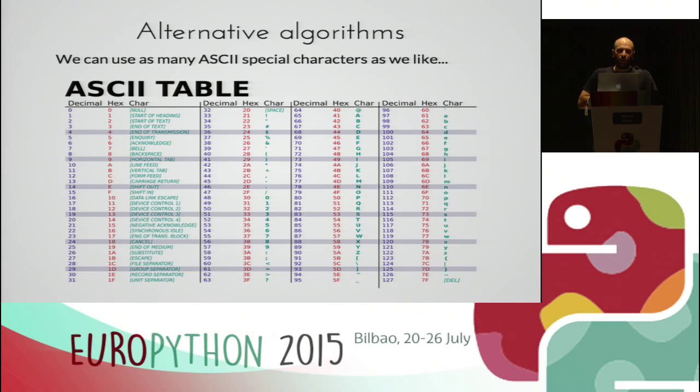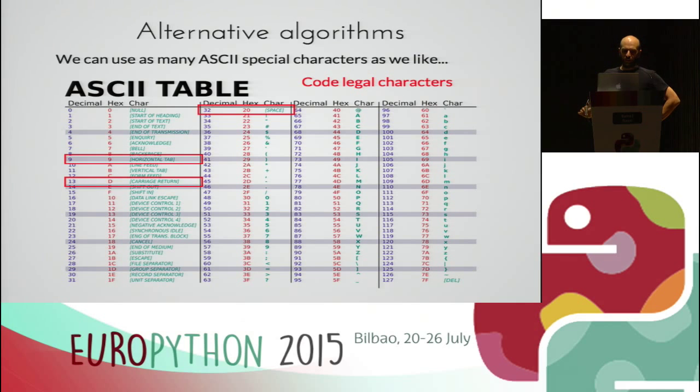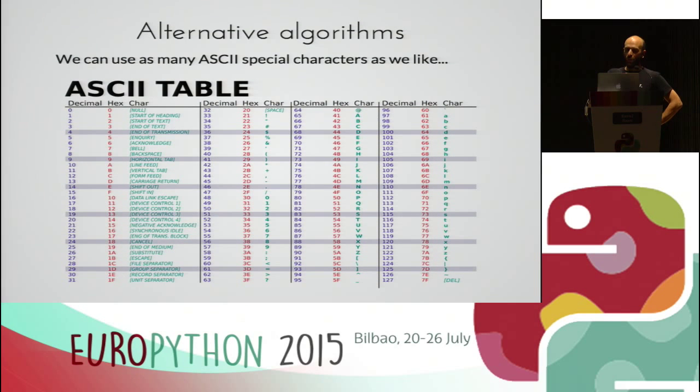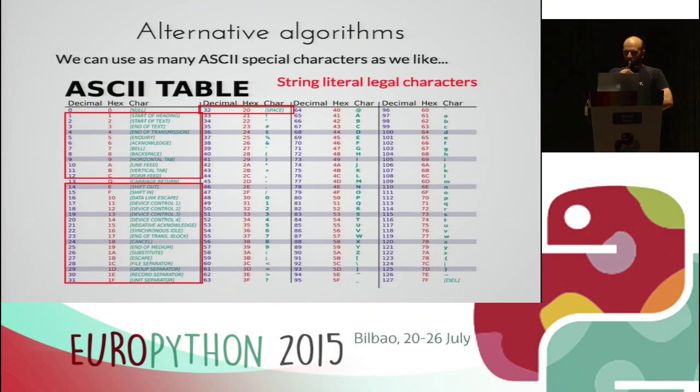Alternative algorithms. Since there is a strange exception, we may use as many ASCII characters below 32 as we want. What can we do with them? Inside code, the only legal characters are space, tab, and newline, and I didn't think of anything you can really do with that because they are just spaces. But you have another place where you can put raw ASCII characters: string literals. The legal characters inside string literals are about 30. Actually, the null ASCII character is not legal inside Python strings and must be escaped with \x00. And the newline is not legal because I want to do single quote string literals.